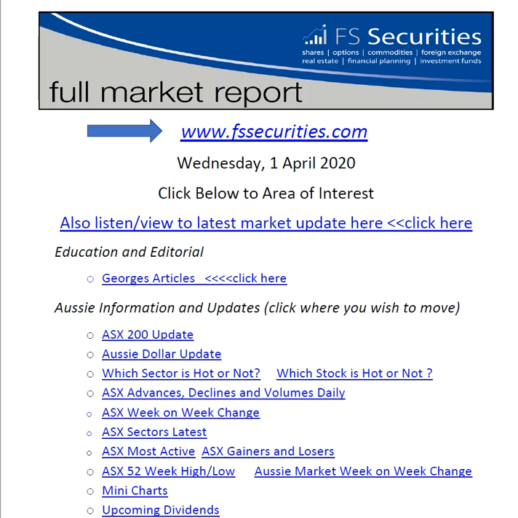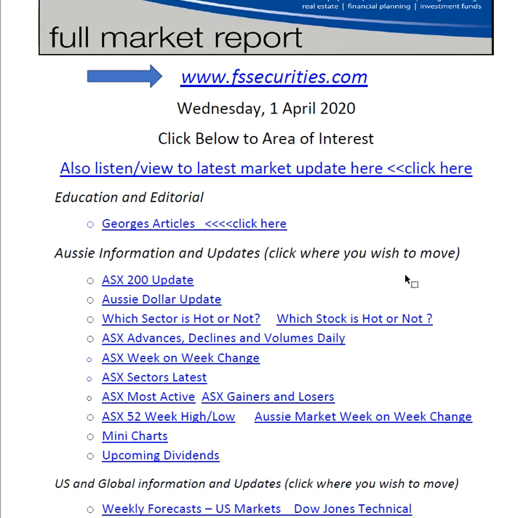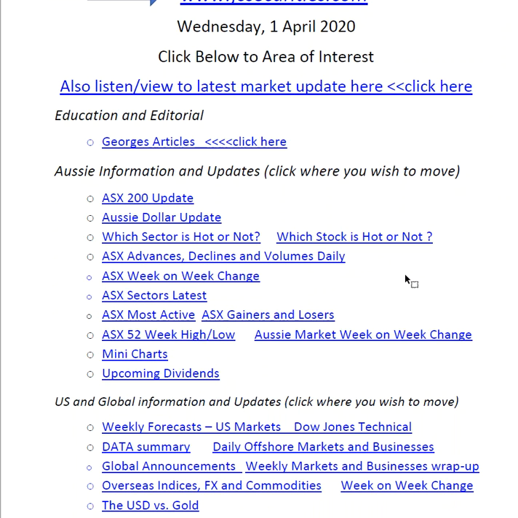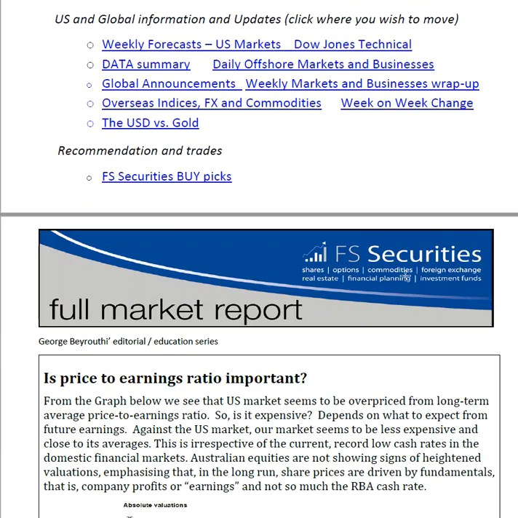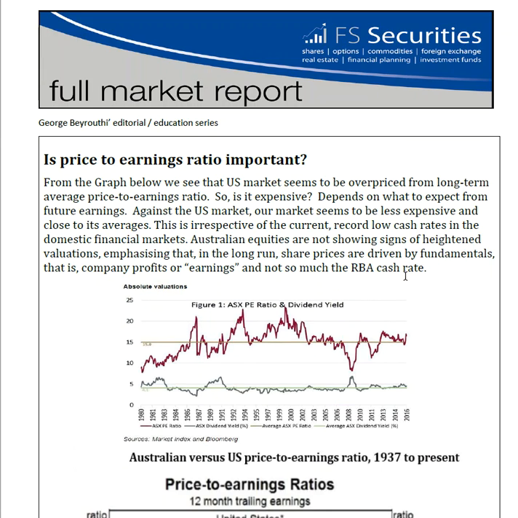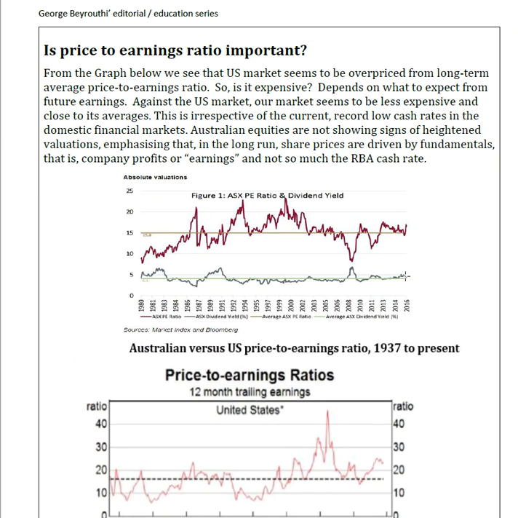Well, there is a lot of information that we provide on the market report, as you can see here on the home page. That's the first page in the market report. You can click on any of those items that take you directly to the area of interest to you. So without any further ado, let's go through the first, second page.